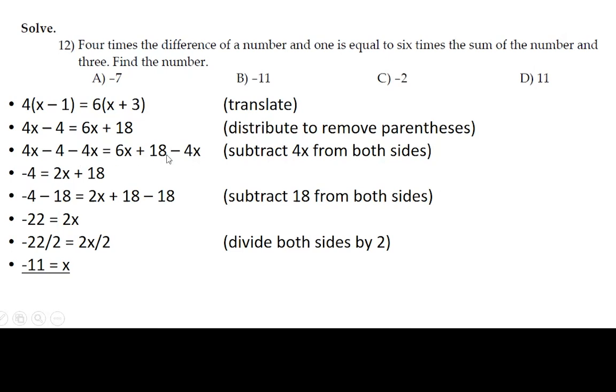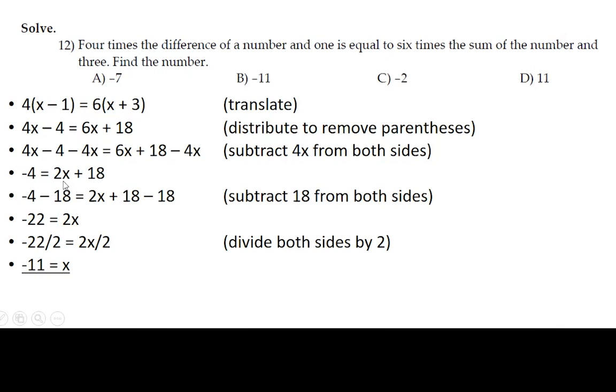I subtract 4x from both sides. 4x minus 4x cancel each other out on the left, leaving us with just this negative 4. On the right, 6x minus 4x is 2x. 6 of them minus 4 of them is 2 of them. Don't forget we have this plus 18 as well.